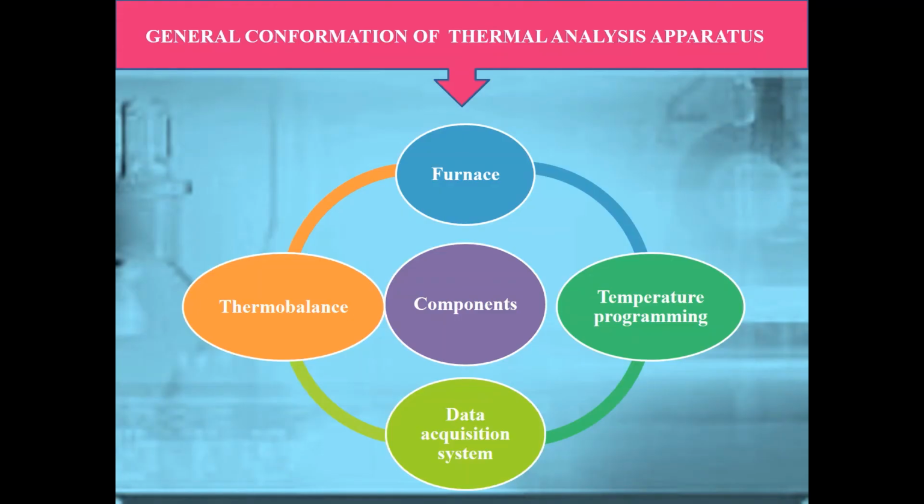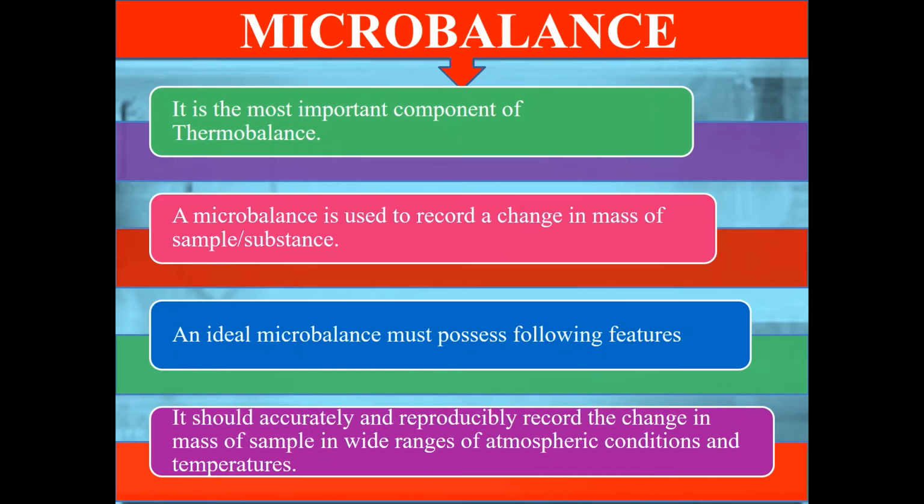General conformation of the thermal analysis apparatus. These are the components. What are those? It consists of a furnace, temperature programmer, data acquisition system, and microbalance. The microbalance is the most important component of the thermobalance. A microbalance is used to record a change in the mass of the sample or a substance.